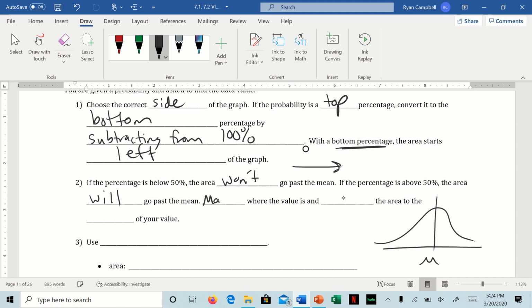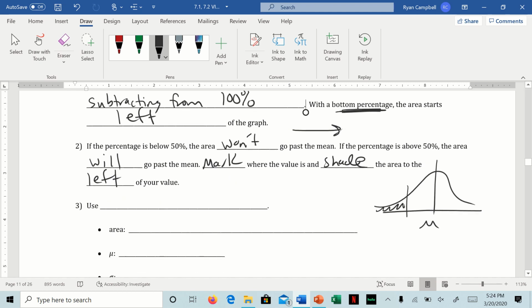So mark the value and shade the area from where you came from. So if we came from the left, which we always will because we're always in the bottom percentage, you're just always going to shade to the left. So what we use for this part, it's inverse norm. Literally the inverse of what we just did, right? And again, you can find that from second VARS, and there'll be number 3.